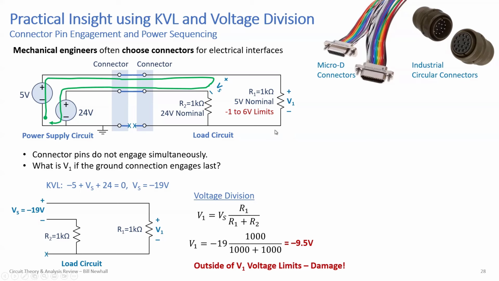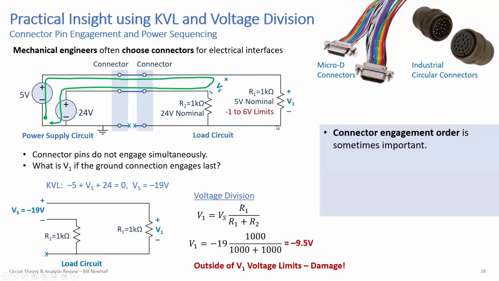So just because that pin connected last for a small instant in time, for a small duration in time, we applied minus 9.5 volts and blew out that component. Okay, so connector engagement order isn't always important. In this case, this is an example where it is important. And so if a mechanical engineer is choosing the connectors, there's a conversation to be had with the electronics designer. Does order matter? Right?